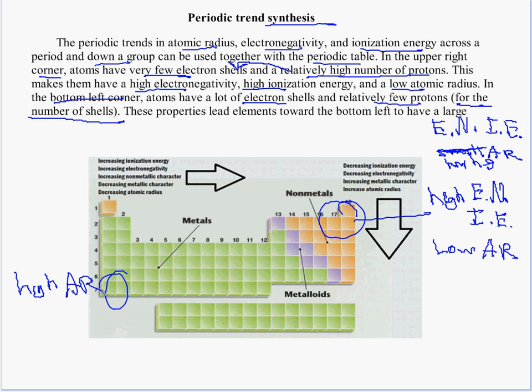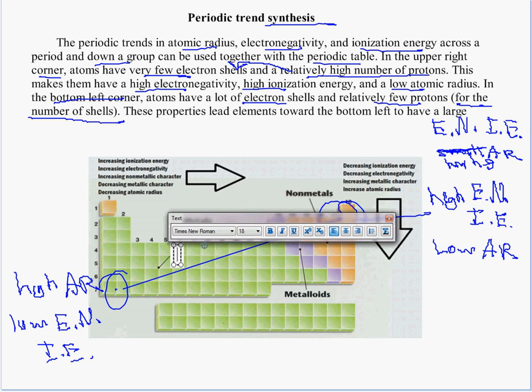So a high atomic radius, they're really big. They have lots of shells, but a low electronegativity, because the electrons are so far away, they're easy to take away. So low ionization energy too, because they're easy to take away. So basically, as you go from here to the top right, you are increasing in electronegativity and you're increasing in ionization energy. So this is increasing in electronegativity and ionization energy.